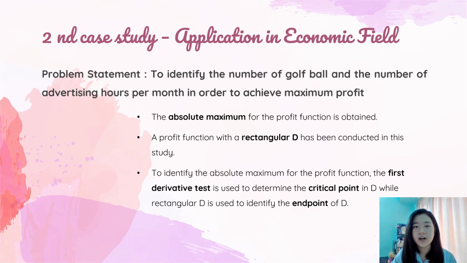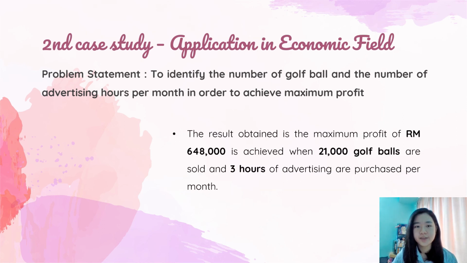A profit function with a rectangular domain D has been used in this study. To identify the absolute maximum for the profit function, the first derivative test is used to identify the critical points in D, while the rectangular D is used to identify the endpoints of D. Eventually, the result obtained for the second case study is that the maximum profit of 648,000 is achieved when 21,000 golf balls are sold and 3 hours of advertising are purchased per month.